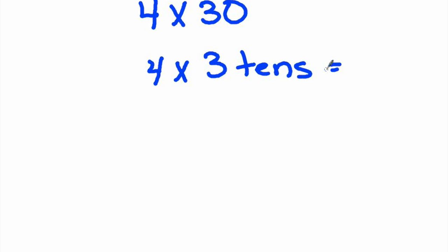Okay, to find the product, start by multiplying the whole numbers. Remember to state the unit in your product. So turn to your neighbor and talk about what this would equal and what this one would equal.